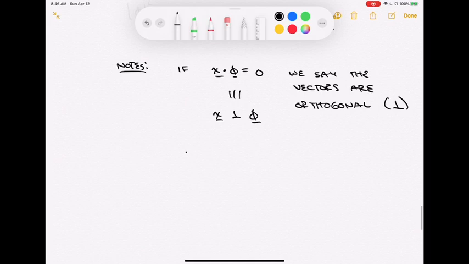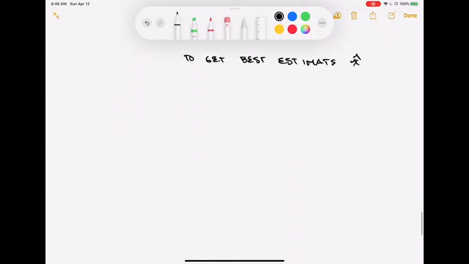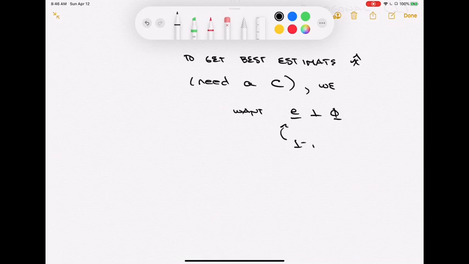To get the best estimate x hat, and what does the best estimate mean? We need a value c. We want the error to be orthogonal to our building blocks, e orthogonal to phi. That, again, is the orthogonality principle. It's the way we can get the best, measured as minimizing the length, minimizing the size of the error.